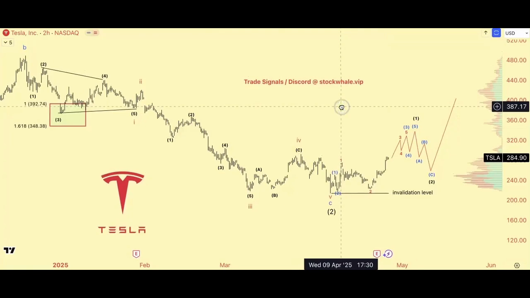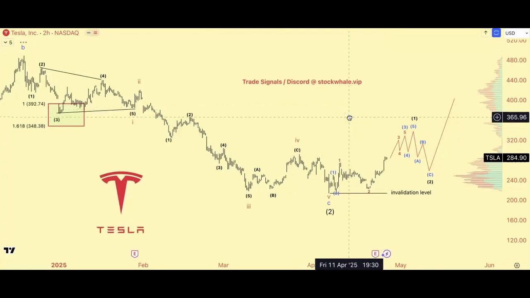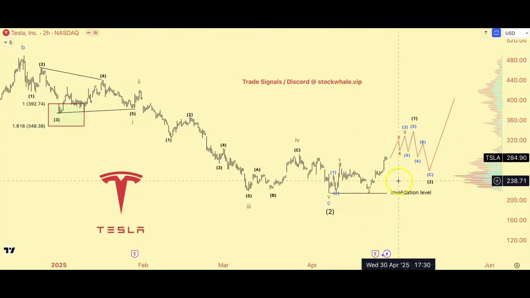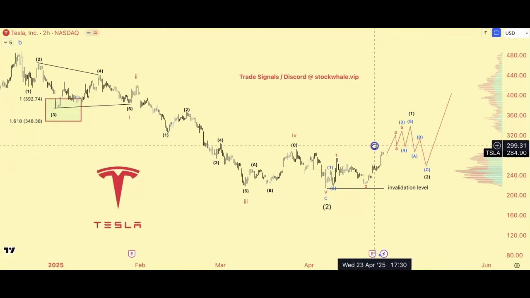Let's break it down. I'm on the 2-hour time frame here, just to zoom out a little bit. You can see with Tesla, the charts are calling for more momentum towards the upside. Now, just a caveat, we are getting a little bit top heavy, right? So you want to be careful at these zones.